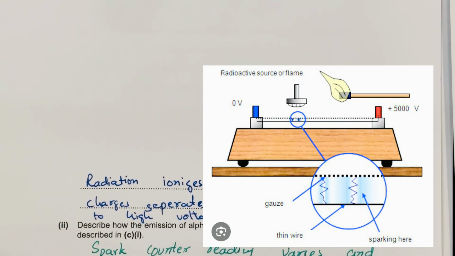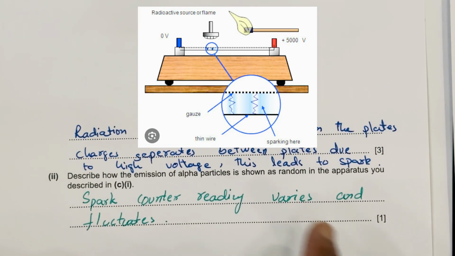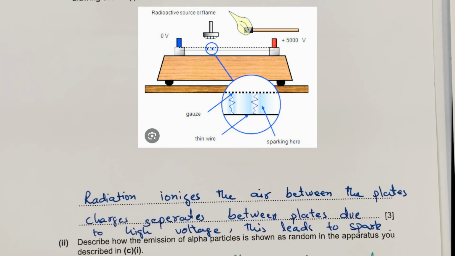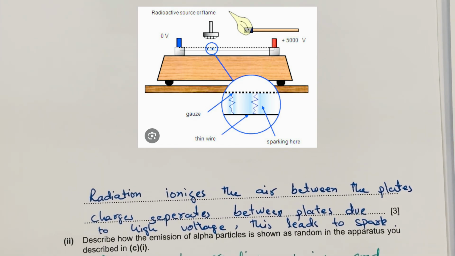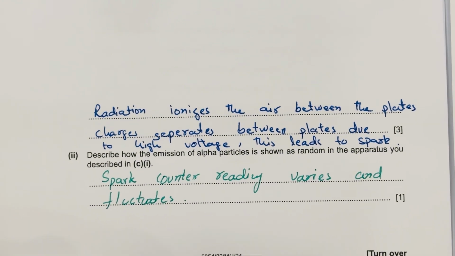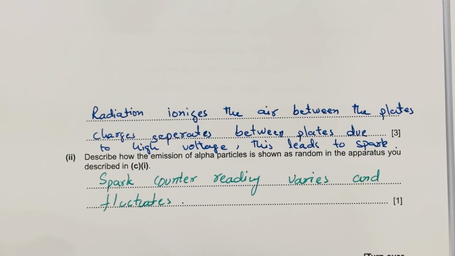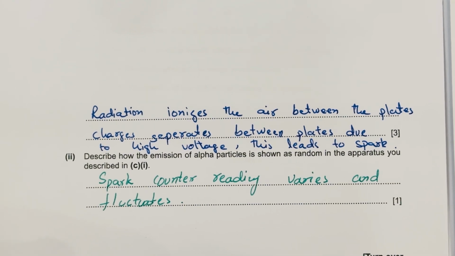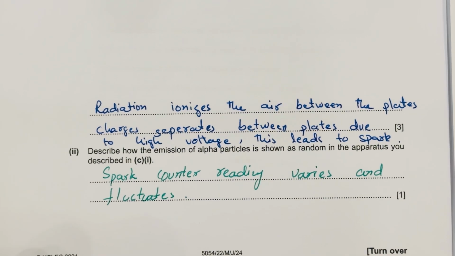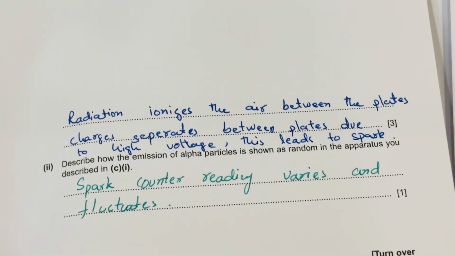So you can write: radiation ionizes the air between the plates. Charges separate between plates due to high voltage. This leads to a spark. Next part is: describe how the emission of alpha particles is shown as random in the apparatus you described in part C. The spark counter reading varies and it fluctuates. So this is a simple explanation.